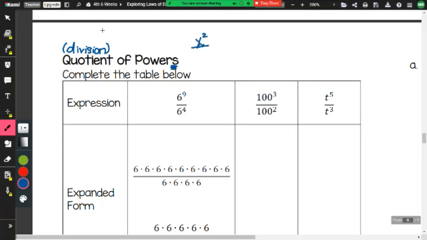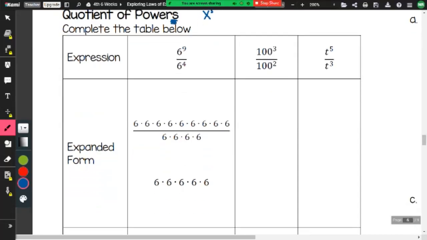X squared over X, or it could be X to the power of 5 over X to the power of 3. Remember, a power is your base with the exponent. So when you're dividing two powers, the division of powers, what happens to the exponents though? So let's take a look.